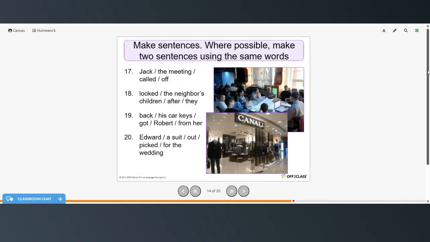Now make two sentences, or make sentences, or where possible, make two sentences using the same word. Again, you can pause the video, try these on your own, and then restart when you're ready to check your answers.